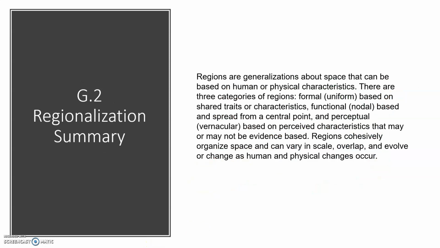So all of G2 is again about regionalization. And so the summary is that regions are generalizations about space, and they're based on human or physical characteristics, made by people, or physical characteristics made by Mother Nature. There are 3 categories of regions. There are formal regions based on shared traits or characteristics, functional regions that are based on and spread from a central point, and perceptual regions which are based on perceived characteristics that may or may not be evidence-based.